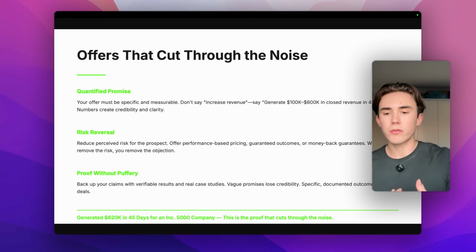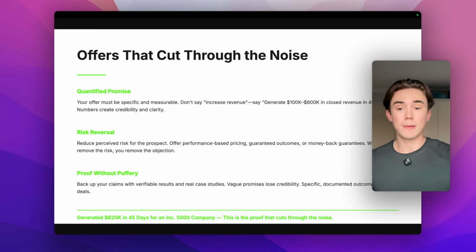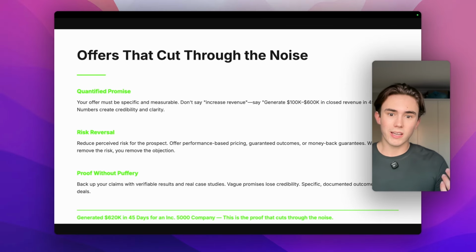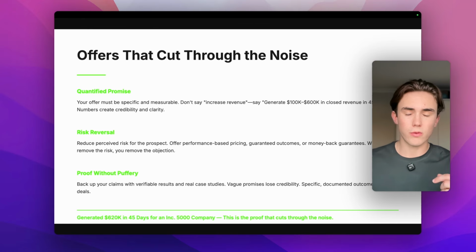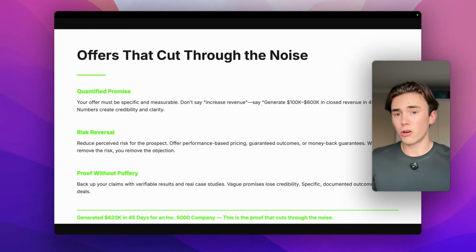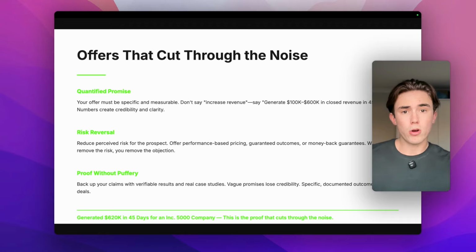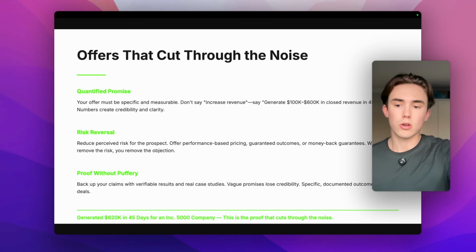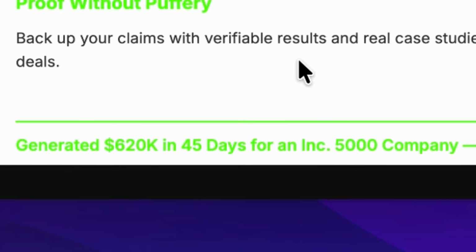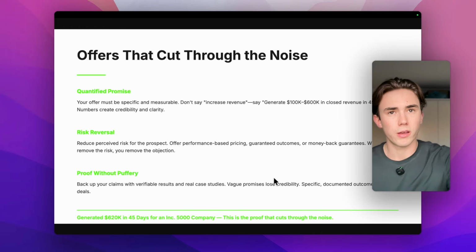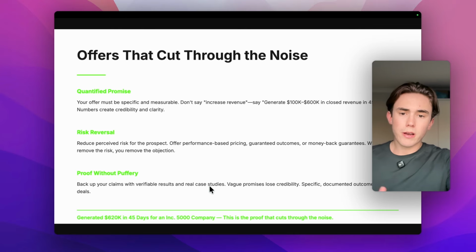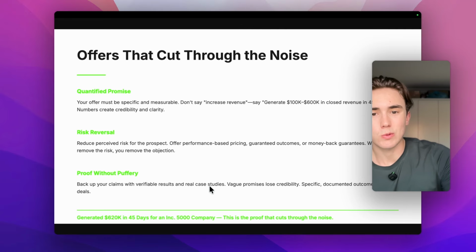Then there's the proof side of things, right? You actually need to back your claims with verifiable results. Real case studies, because vague promises lose credibility, right? So you need to be extremely specific with the results that you get, like you'll see on our website. Generally the framework is X result in Y time frame. As an example, generated 620K in 45 days for an Inc. 5000 company. That's proof that will cut through everything. So no matter what anyone says, those are the numbers, verifiable. And yeah, that's why it works so well.